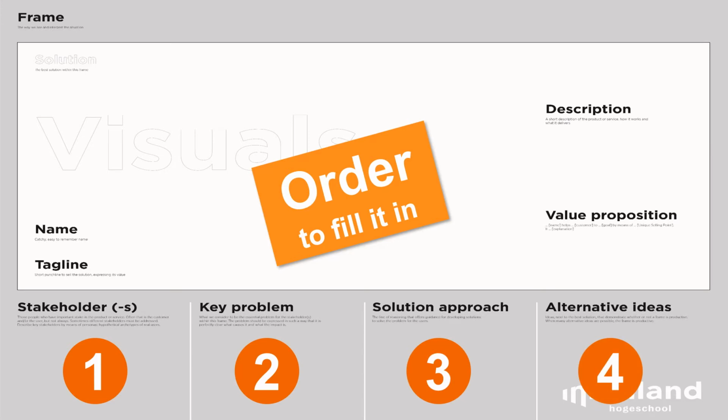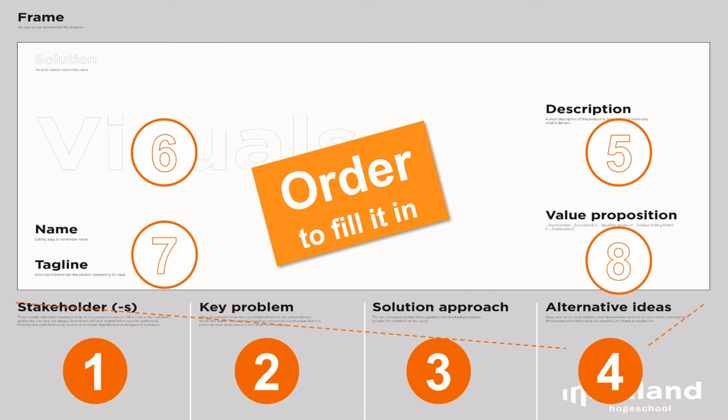First, the frame, the outside part. You're going to start with the stakeholders, the key problems they have, the approach you consider appropriate to solve it, and you will develop alternative ideas. Subsequently, you will go to the inner area. And in the inner area, you develop the best ideas. Let me explain all these steps one by one.